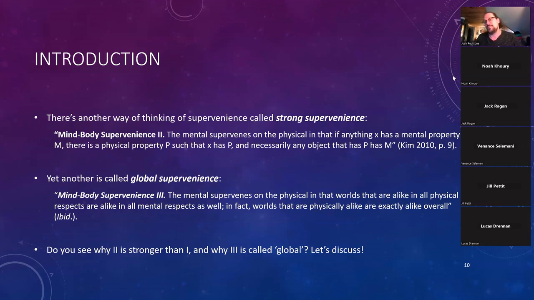And again, this will become clearer as we proceed. I mean, this idea of mind-body supervenience is abstract. It's very abstract. But if I can make it as simple as possible, it is that wherever you have a certain physical property, you will also find the mental property.